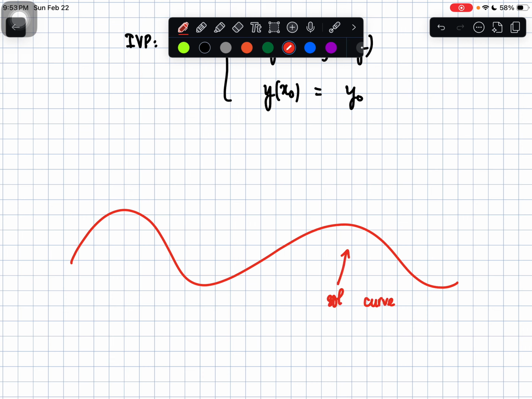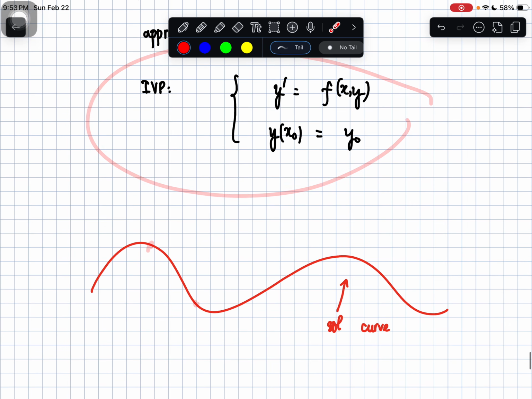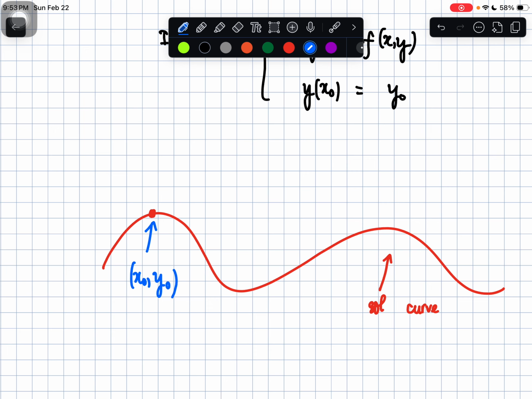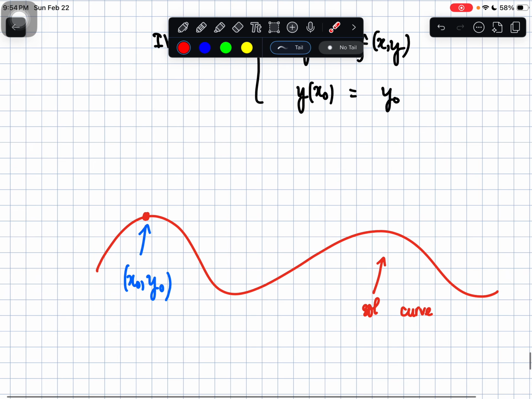The actual one contains the points x, y, right? Any points living on this actual curve satisfy this initial value problem. In this case, they give us this condition, x0, y0. So let me pick that here. Let me just draw here from x0, y0. So we will try to approximate other points on the curve starting from this point. How can we do that?